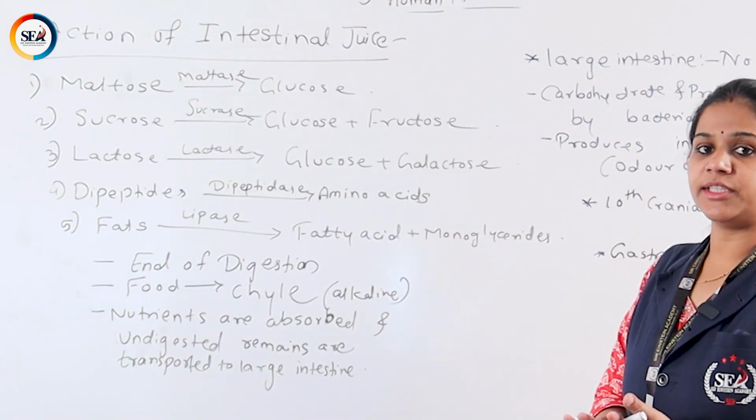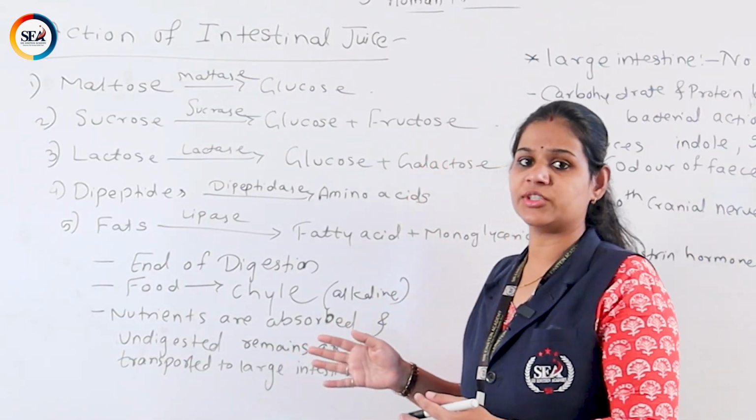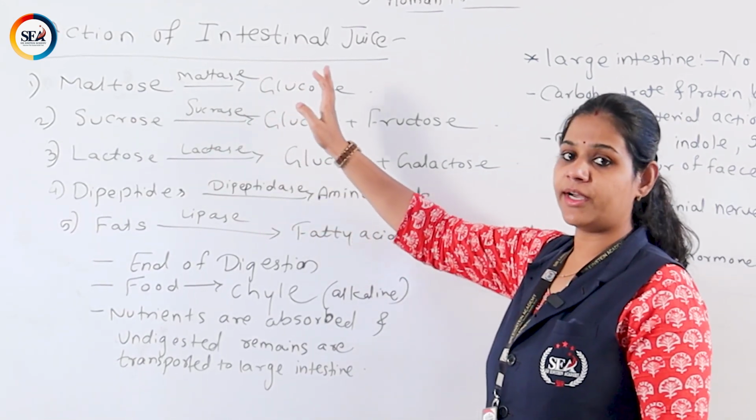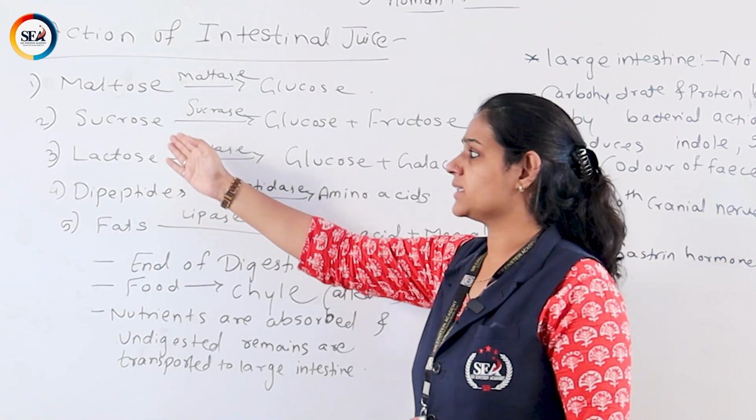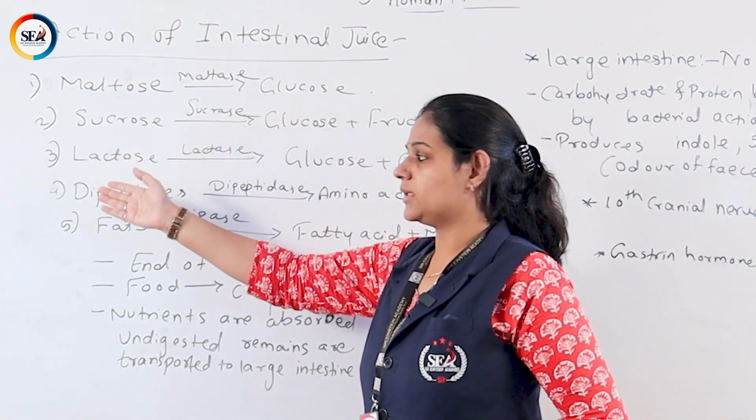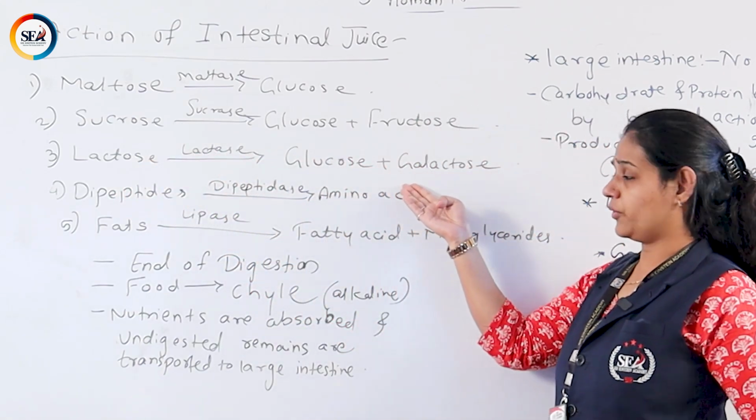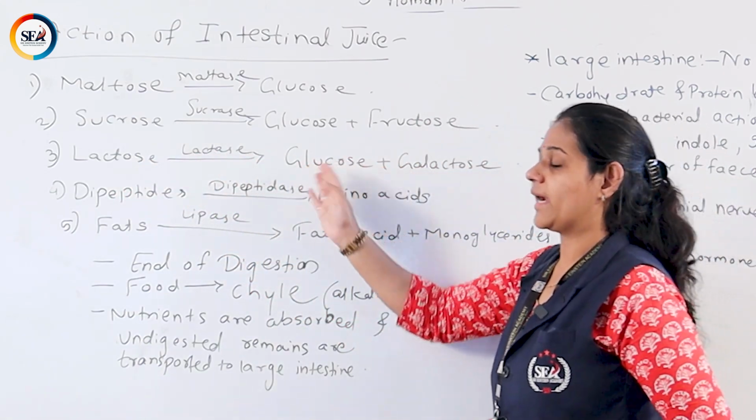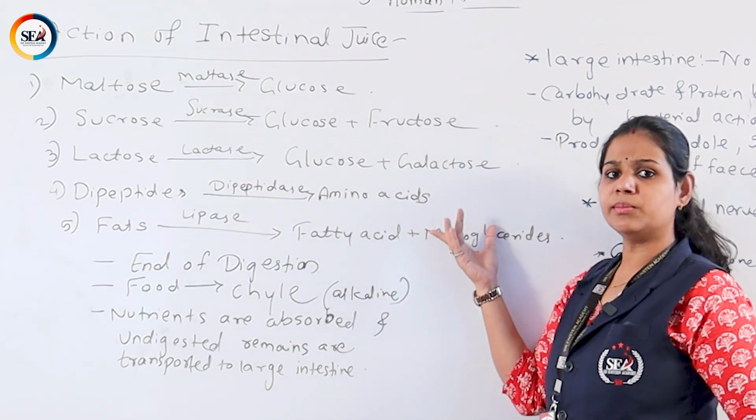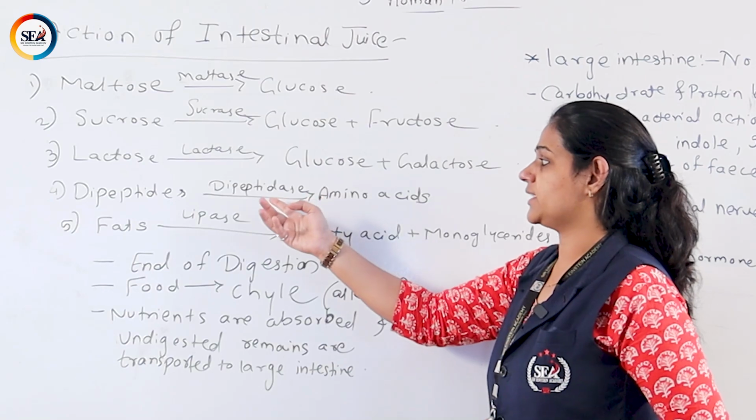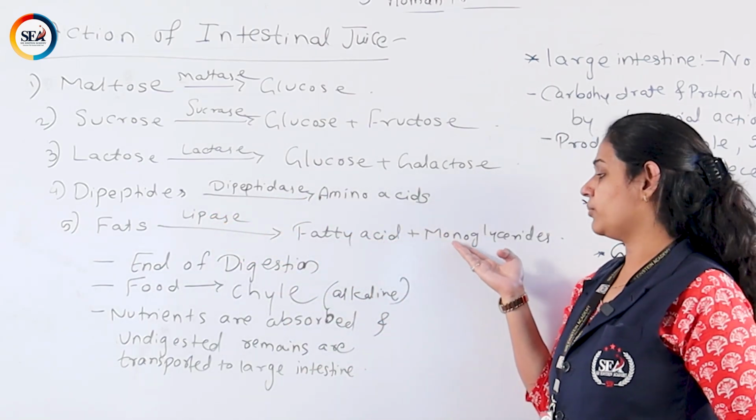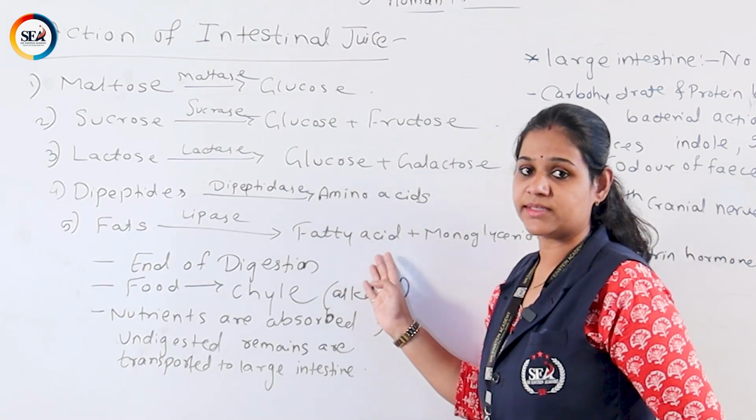Next is the action of intestinal juice. Here also various reactions take place in which complex molecules are converted into simple forms. Maltose gets converted into glucose with the help of the enzyme maltase. Sucrose gets converted into glucose plus fructose with the help of the enzyme sucrase. Thirdly, lactose gets converted into glucose and galactose with the help of the enzyme lactase. Dipeptides, that is proteins, also get converted into the simple form, amino acids, with the help of the enzyme dipeptidases. Similarly, fats get converted into fatty acids along with monoglycerides with the help of lipase.